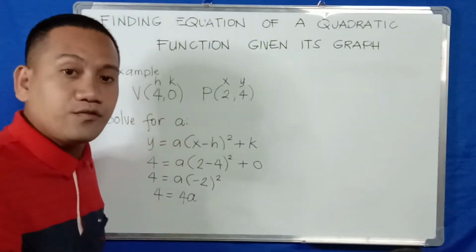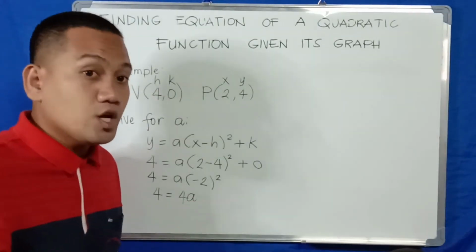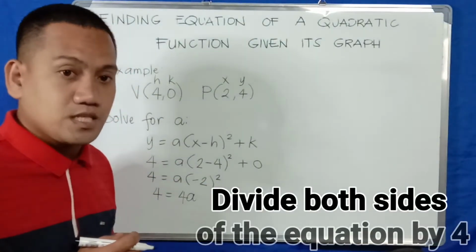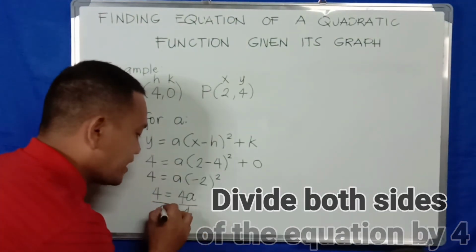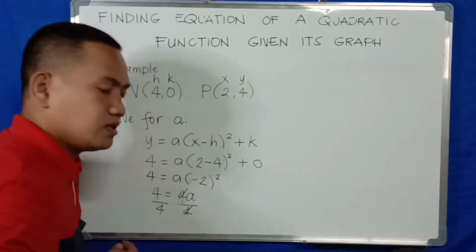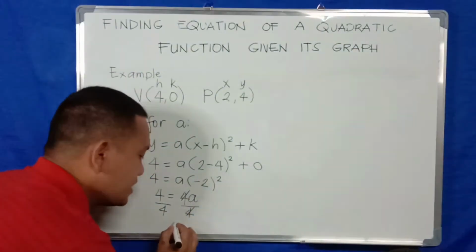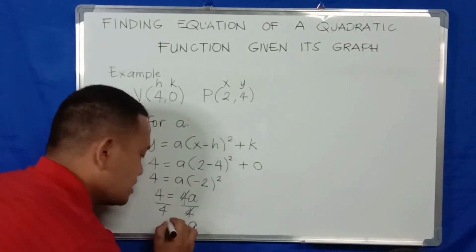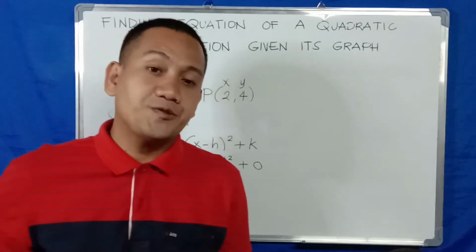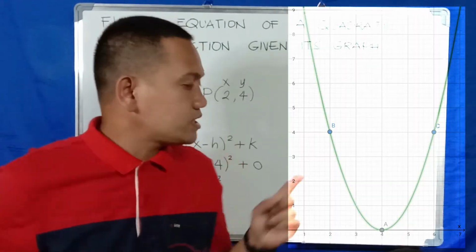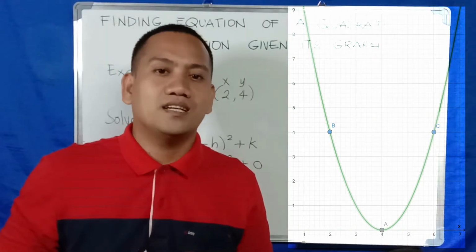Since we are solving for a, and a here has a numerical coefficient of 4, we will divide both sides by 4, in order for us to cancel out the coefficient of our a. To simplify, it will lead us to a result, which is a equals 1. In this case, our a is greater than 0, and it follows our graph earlier, which opens upward.